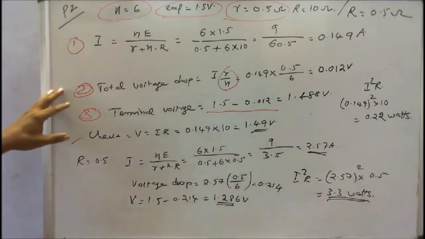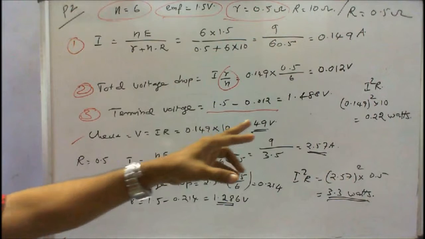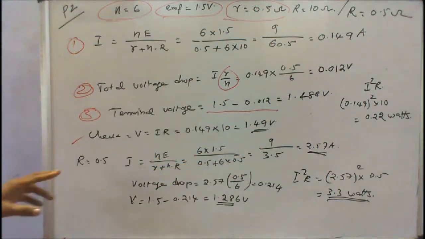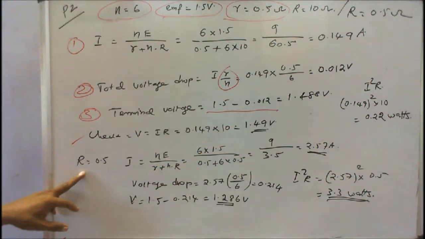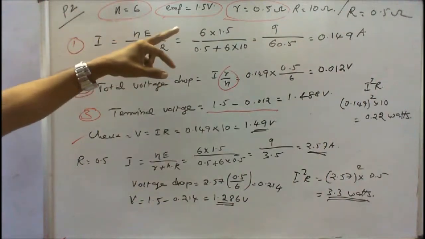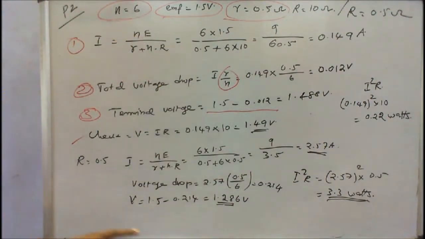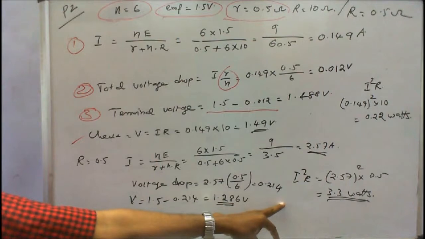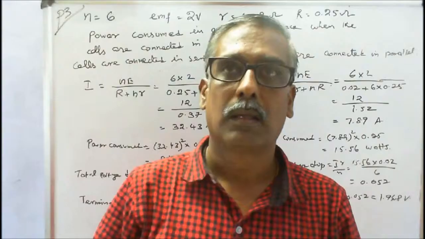When the load resistance is 10, the power is 0.22 watts. And when the load resistance is equal to the internal resistance, 0.5, in this case the power is 3.3 watts.